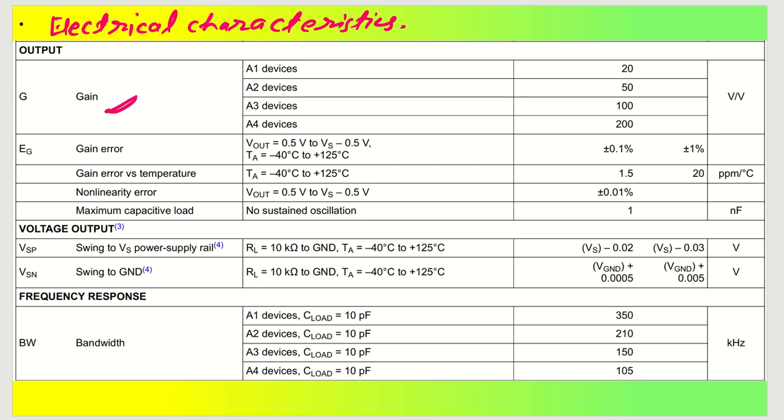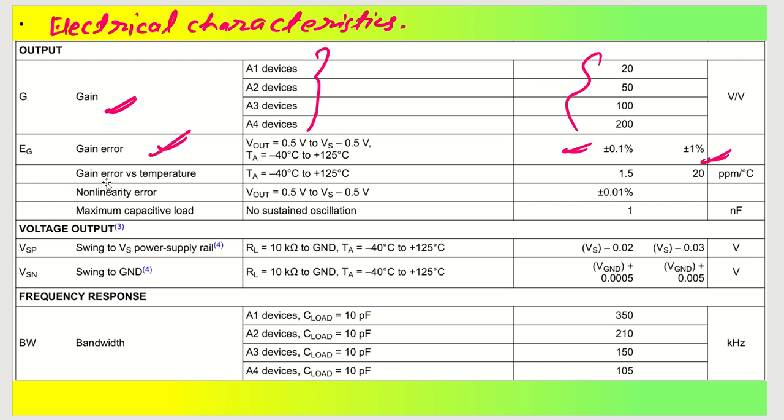Let us say gain. So gain, as I told you already, we have A1, A2, A3 and A4 devices, and their gains are 20, 50, 100 and 200 volt by volt. Okay, let us talk about gain error. So gain error, as you can see, we have a typical value of plus minus 0.1% and the maximum is just plus minus 1%. Okay, so you will not be having much gain error.